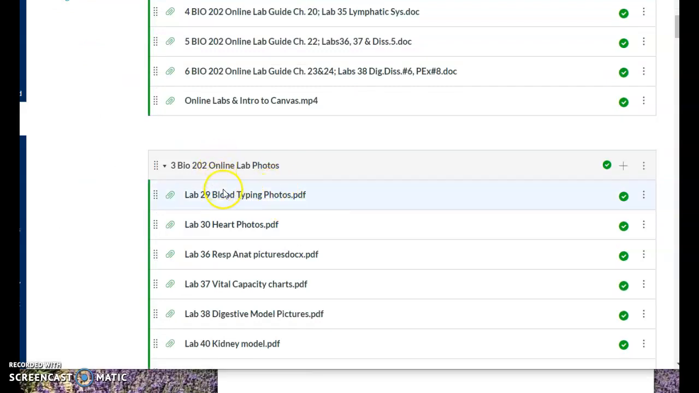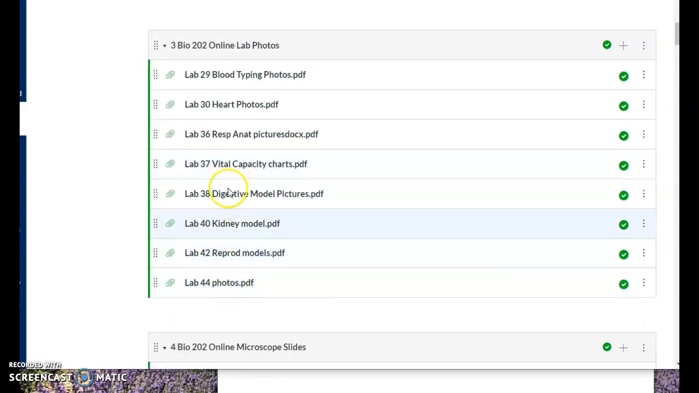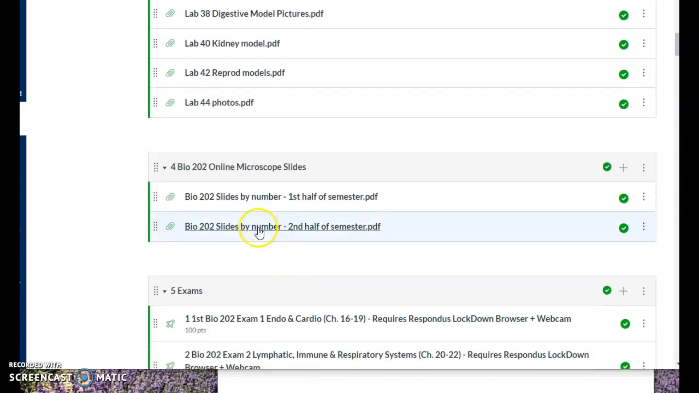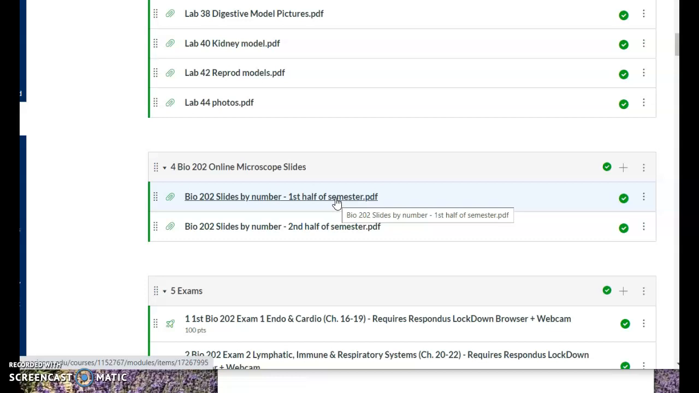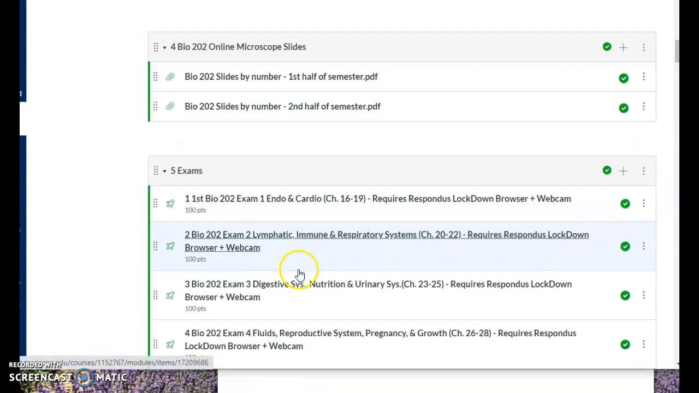We haven't used them yet, but when you get to lab 29, there are blood typing photos, there are heart photos. When they say look at the photos, this is where you look at them. So not all labs have them, but a number of the labs do. And if you click on there, you'll see the photos you need to describe in the lab. And then here are the online microscope slides. So the first half of the semester up to exam 2, the slides will all be in here, and they're numbered. So slide 1, 2, 3, etc. And then these are the slides by number for the second half.